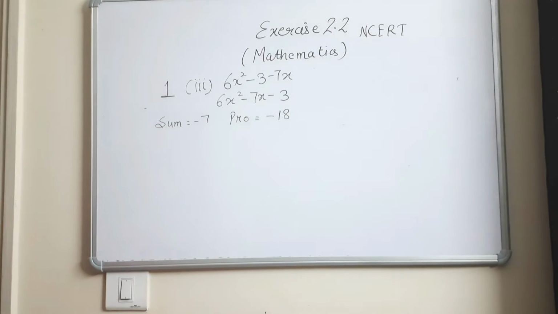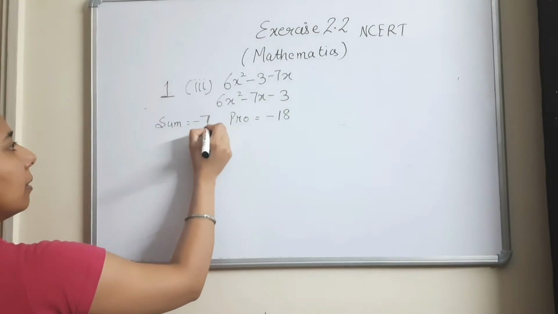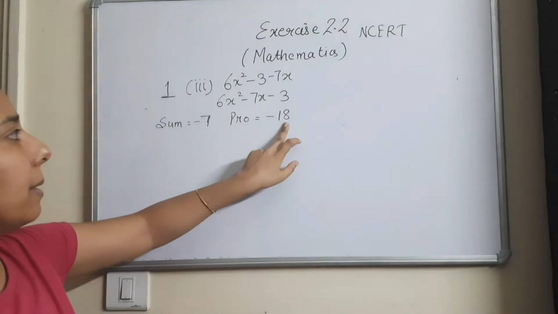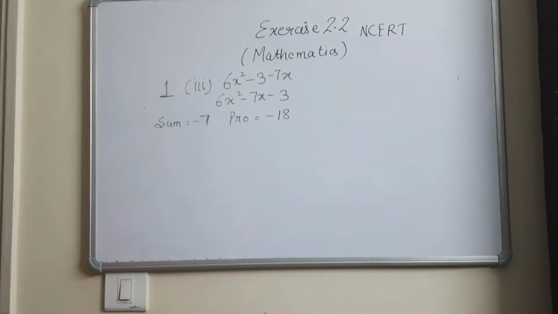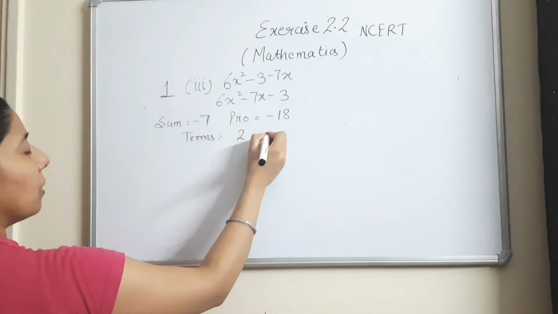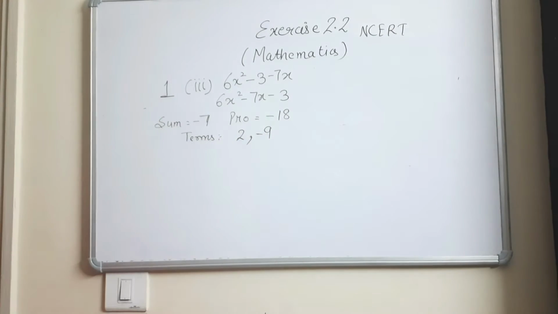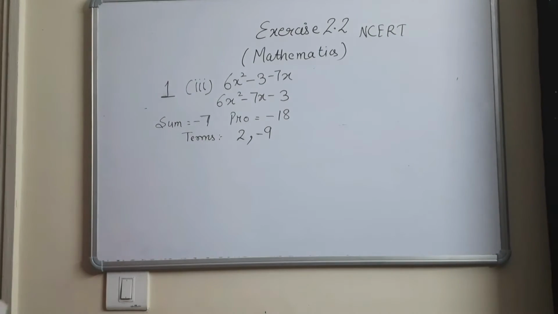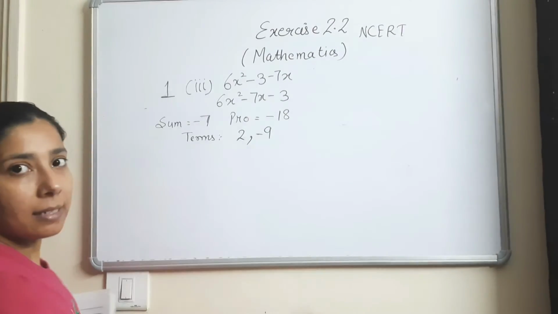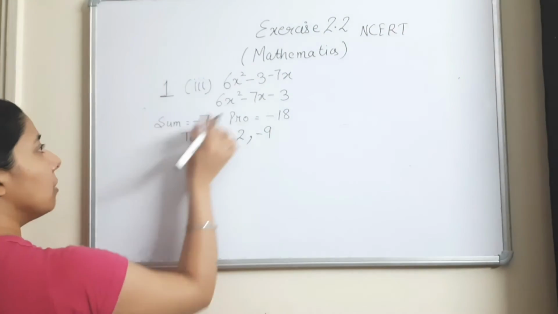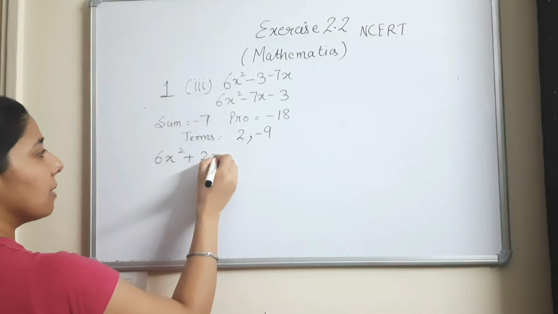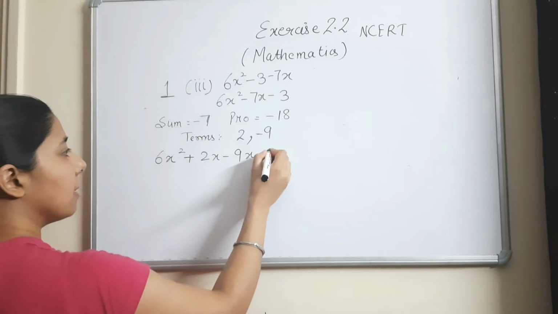Think of two terms so that the sum will come as minus 7 and the product will come as minus 18. So the terms are 2 and minus 9. So these are your terms, because 2 minus 9 is minus 7 and 2 multiplied by minus 9 is minus 18. Okay. So write down this term by using split the middle term method as plus 2x minus 9x minus 3.